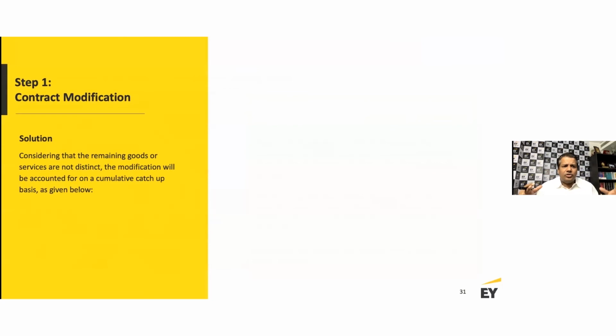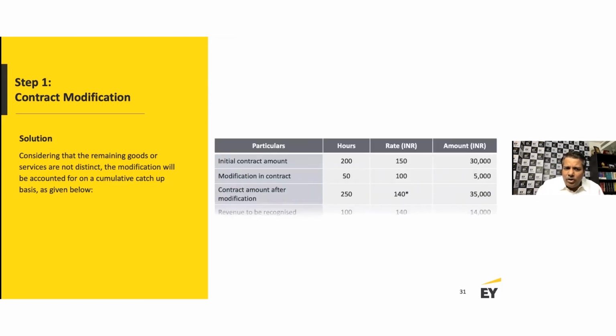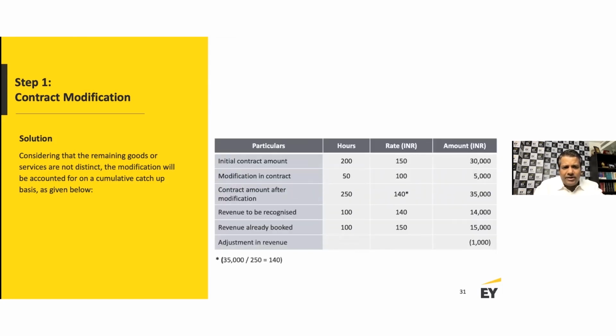Considering that the remaining goods or services are not distinct, the modification will be accounted for on a cumulative catch-up basis. How will you do this? And that's important for you to understand. So my original contract, 200 into 150, is 30,000. My new contract, 50 into 100, is 5,000. My total contract consideration is 35,000.